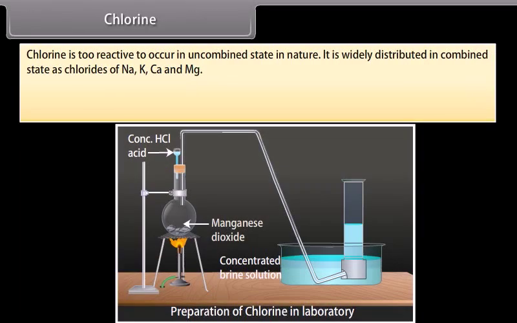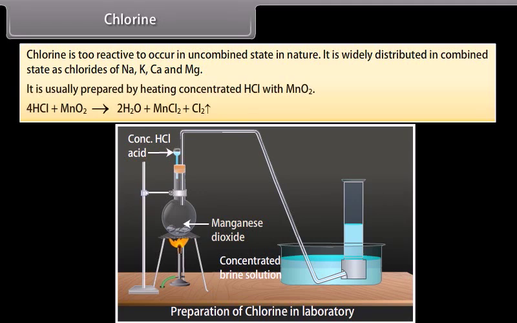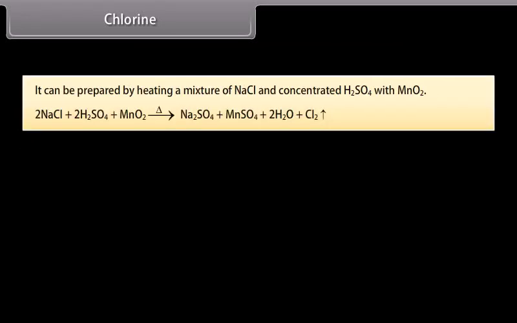Chlorine. Chlorine is too reactive to occur in uncombined state in nature. It is widely distributed in combined state as chlorides of Na, K, Ca and Mg. It is usually prepared by heating concentrated HCl with MnO2. It can be prepared by heating a mixture of NaCl and concentrated H2SO4 with MnO2.